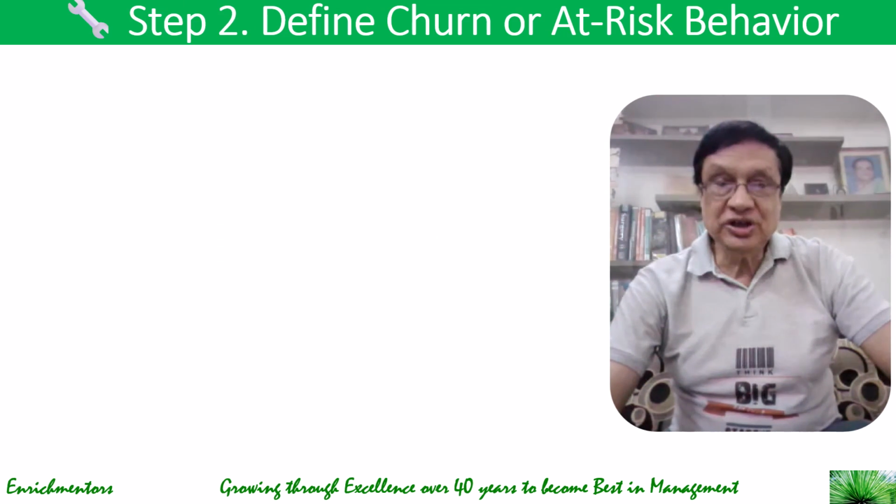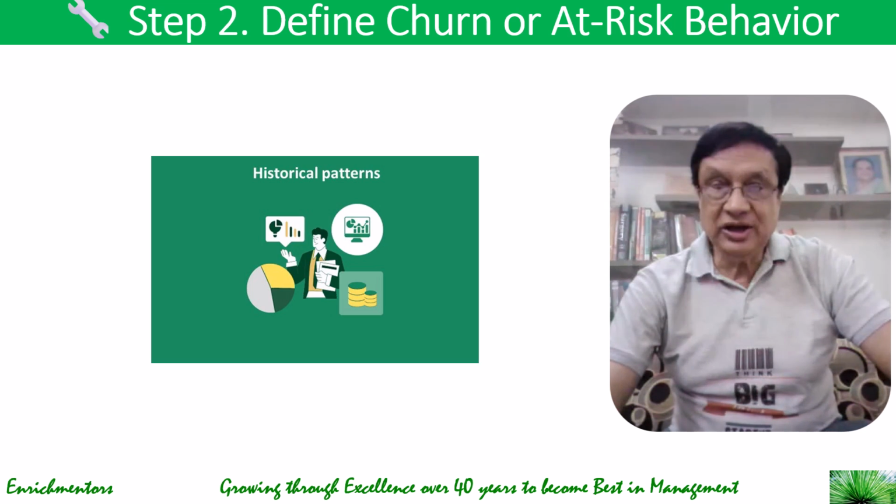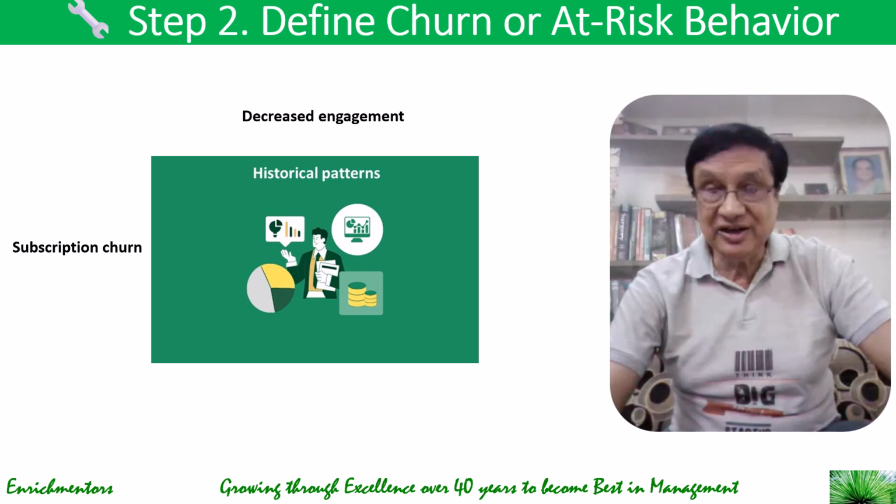Then you define churn or at-risk behavior. You need to label historical data to show what churn looks like in your context. It could look like a subscription churn in which customers cancel their plan. There could be decreased engagement with a drop in logins or purchases over a defined time period, like a 60% drop in activity in 3 months' time.